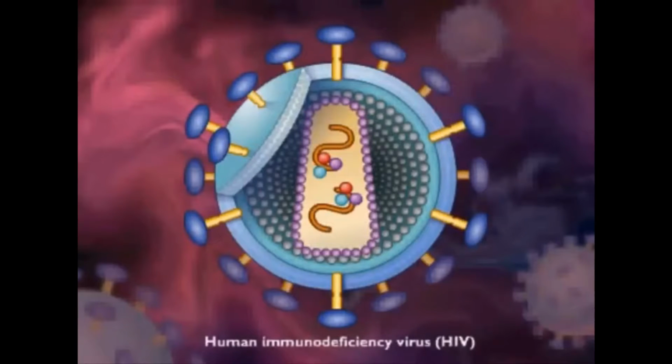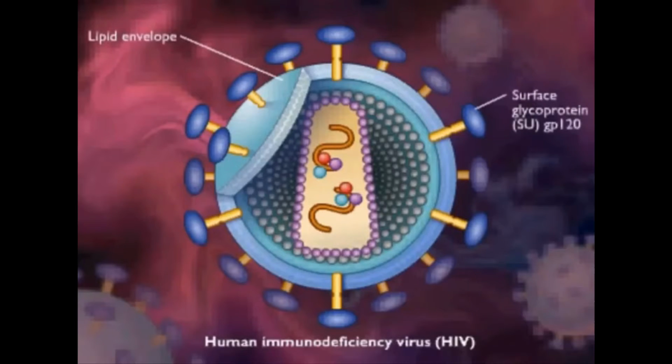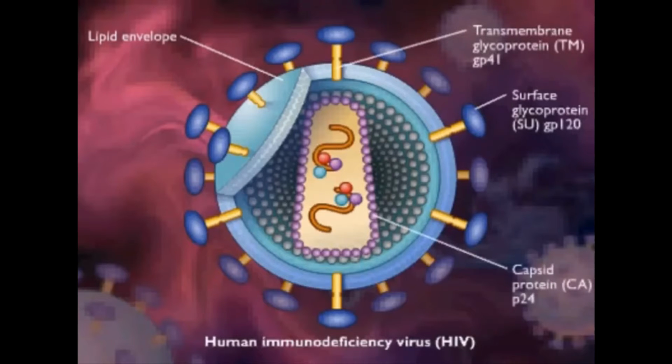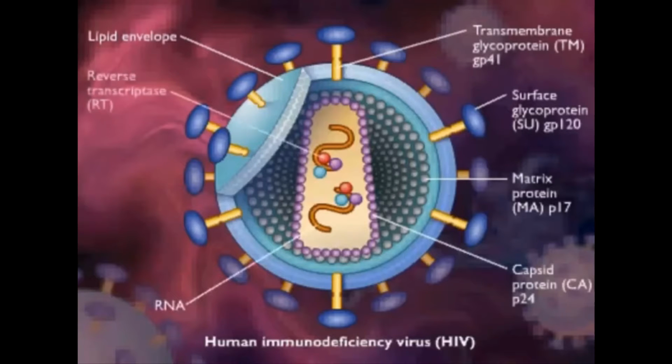Human immunodeficiency virus, HIV. This is an enveloped virus. The envelope is derived from the host cell membrane with viral glycoproteins such as GP120 and GP41 inserted into the membrane as the virus leaves the cell. The core is composed of P24 capsid protein, and the P17 matrix protein helps maintain viral structure. Inside the core are two identical copies of single-stranded RNA viral genome and three enzymes: reverse transcriptase, RT, protease, PR, and integrase, IN.